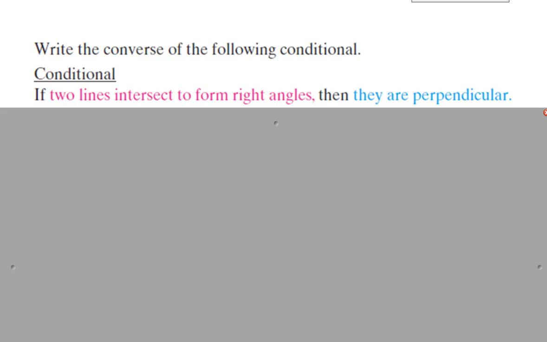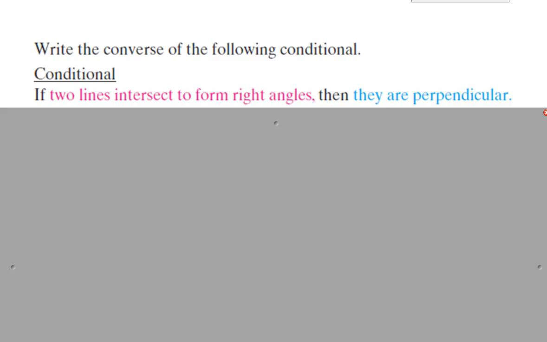So here's what I'd like you to do. Write the converse of the following conditional statement and decide whether the converse is true or false. Put your player on pause, write the conditional down, write the converse down, and determine the truth value of the converse. And when you're done, hit resume.